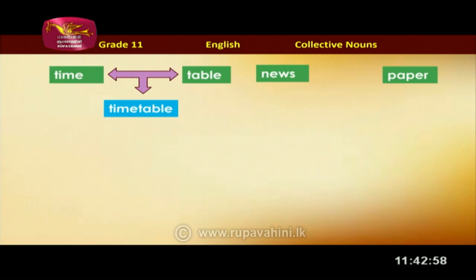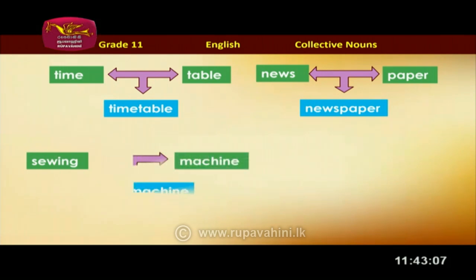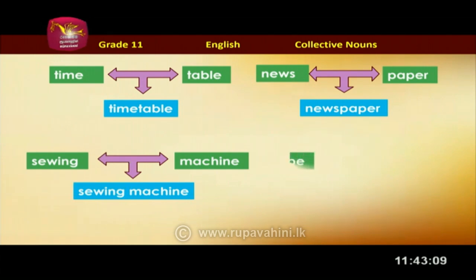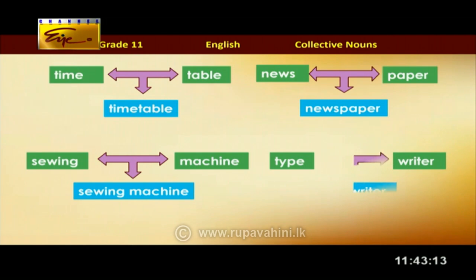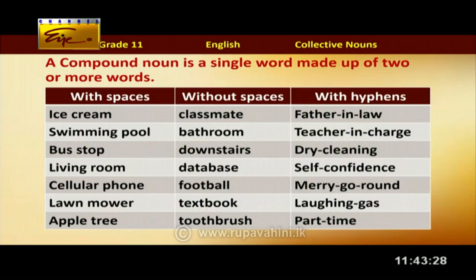News and paper. Newspaper. All right. And then? Sawing. Machine. And? Sawing machine. Typewriter. Yes. Now see, we use two words and formed one. And we call them compound nouns. Look at this word. Sea and food. And we get seafood.